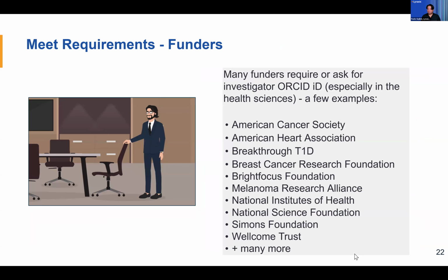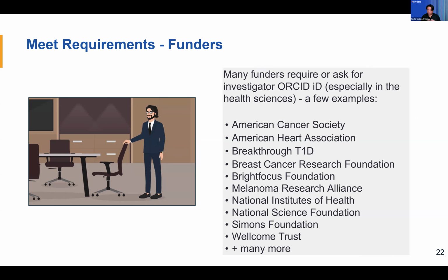It also meets requirements. The first one we're going to talk about is requirements from funders. Many funders are actually requiring or encouraging the use of ORCID ID. So with ORCID membership, for example, we have American Cancer Society, American Heart Association, Bright Focus Foundation. All of them are requiring or encouraging you to have an ORCID ID when you are applying for grants, when you're applying for funding at their organization.